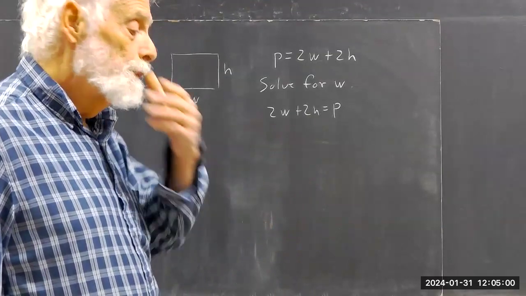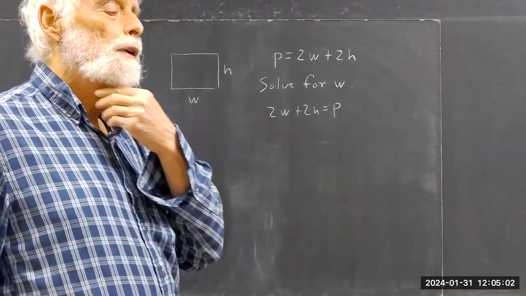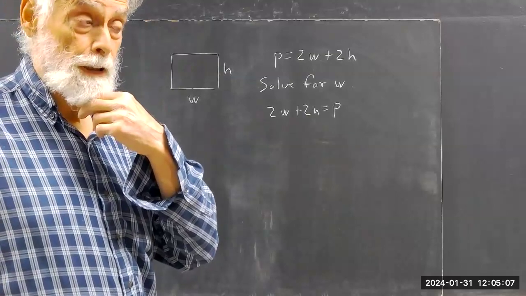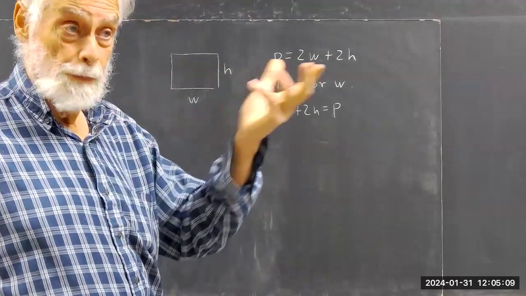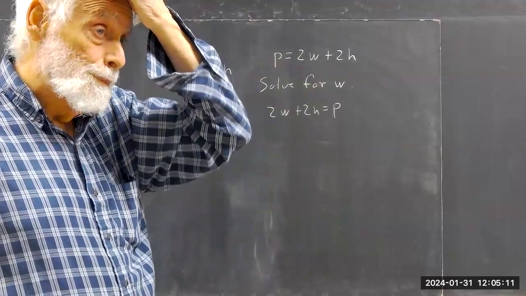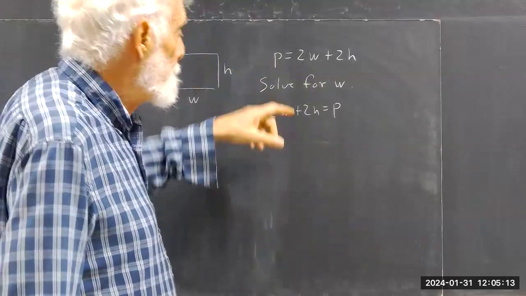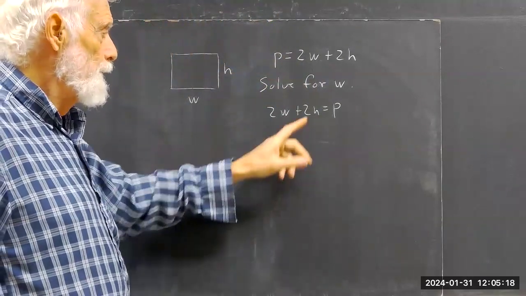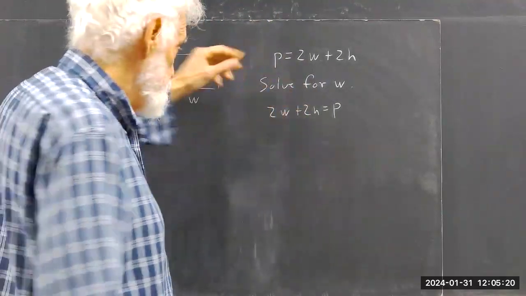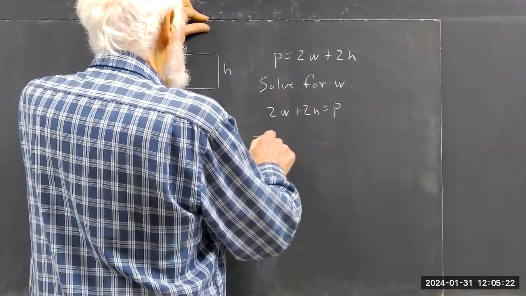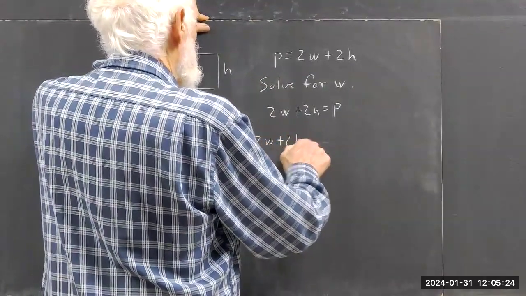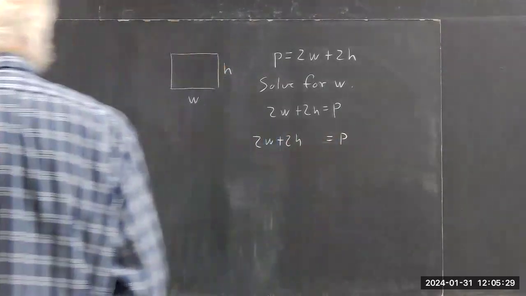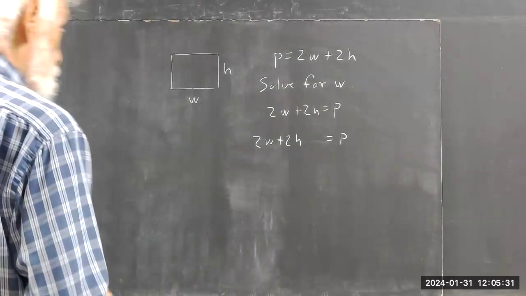Usually we're going to look for something that we could add or subtract. And if not, then we look for something to multiply or divide. So what would we add or subtract? And somebody said, well, subtract the 2H. Exactly what we do. We have 2W plus 2H equals P. We don't write anything underneath unless we're really secure in understanding what we're doing.